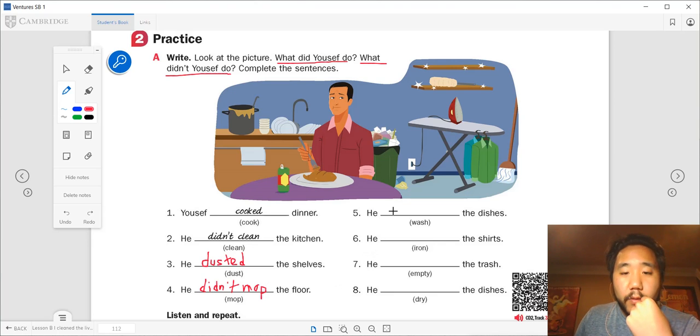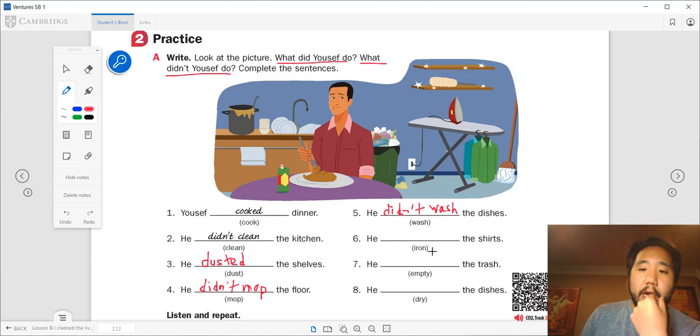Okay. So number 5, he blanked the dishes, and we have to use the word wash. They're not washed, so we say he didn't. He didn't. Same thing. Didn't wash the dishes. He didn't wash the dishes.